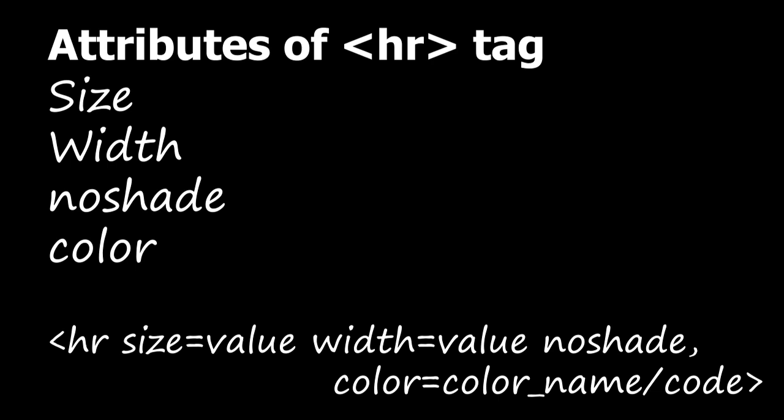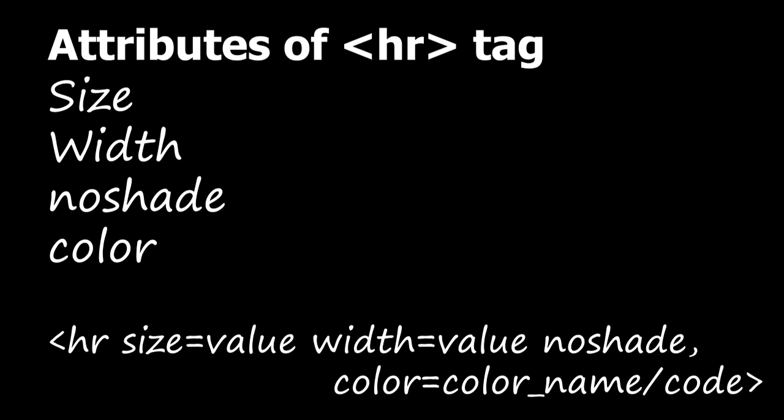The color attribute is used to change the default color. If you need blue color, you can just give the color blue, or you can give some color codes also, right? You have seen the color codes previously. You can either give the color name directly or you can give the color code also. So these are the attributes of HR tags, and these attributes of HR tags are not supported by HTML5. This version, HTML5, will not support the HR tag and all.